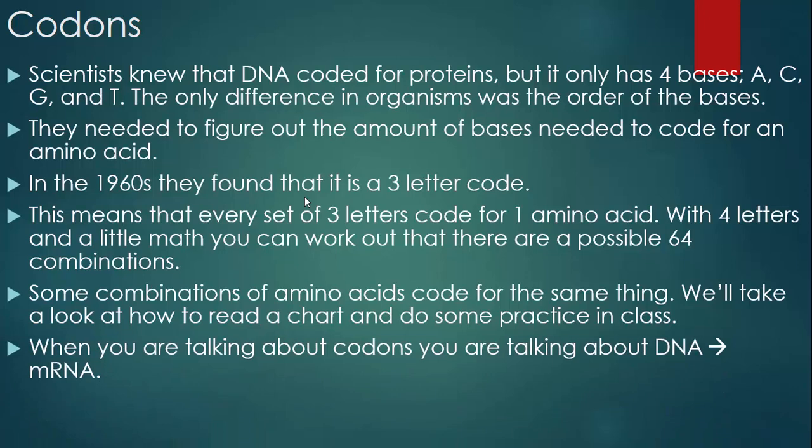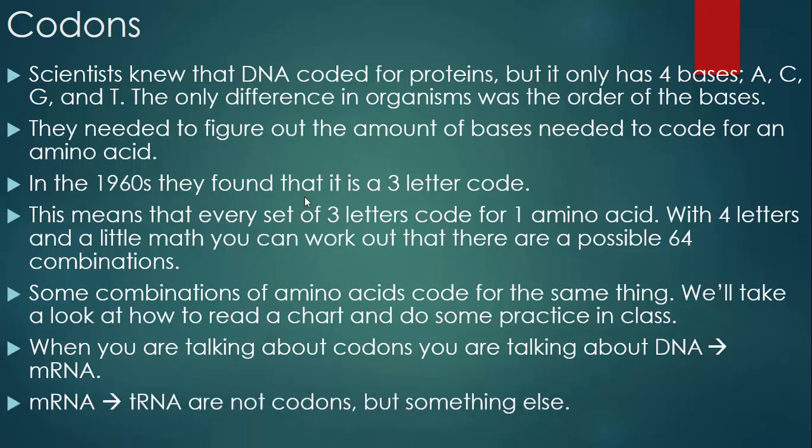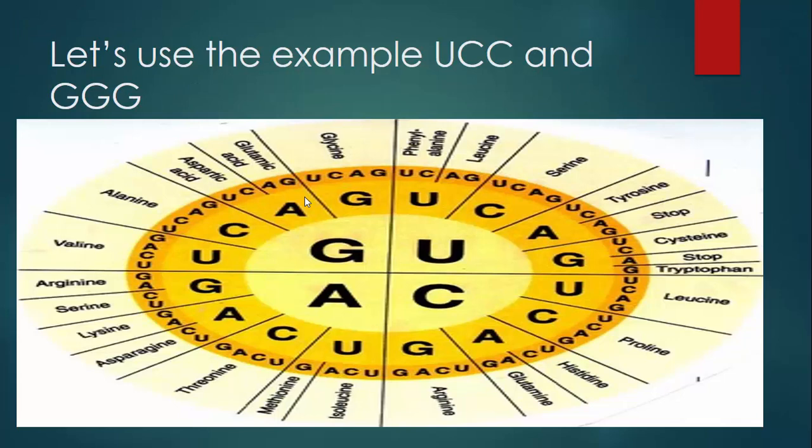When you're talking about codons, you're talking about going from DNA to mRNA. So anytime codons are mentioned, you're talking about DNA going to mRNA. Now, mRNA to tRNA, they're not called codons, they're called something else, and we'll talk about that in a moment. So here's our chart. So we're going to use the example UCC and GGG.